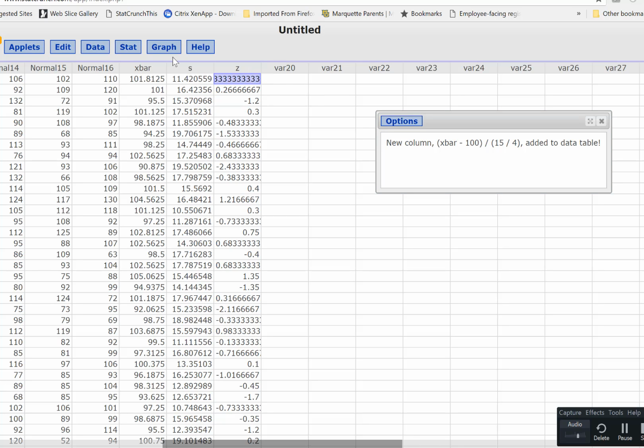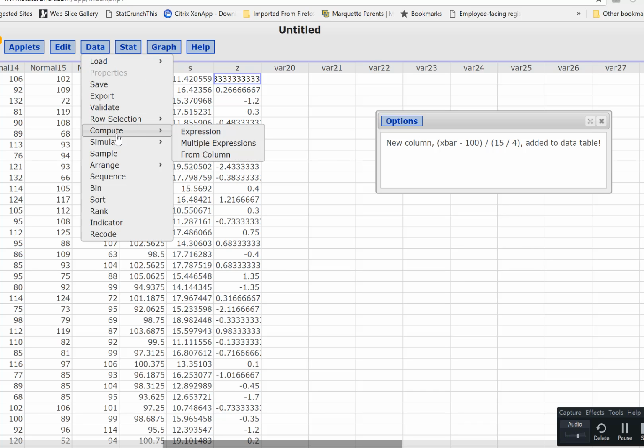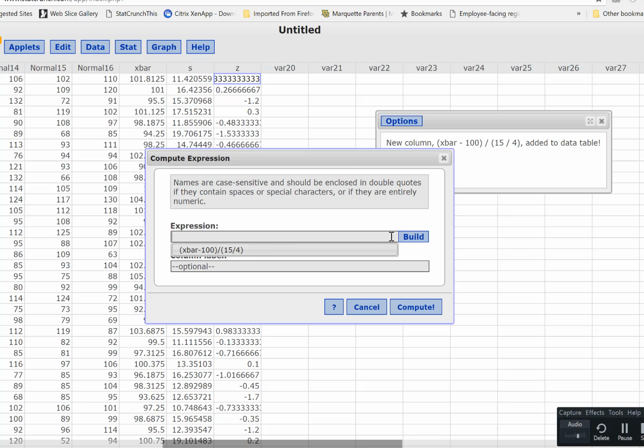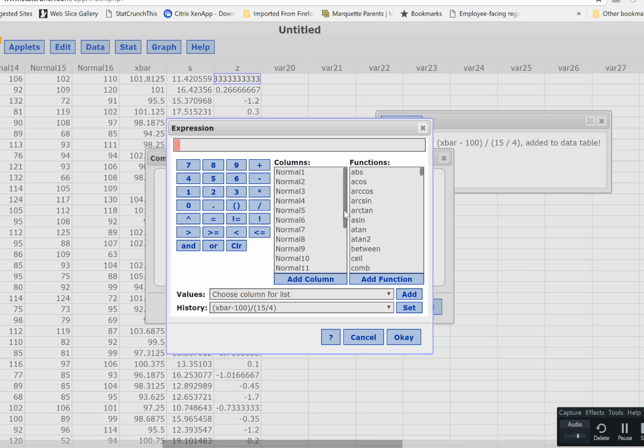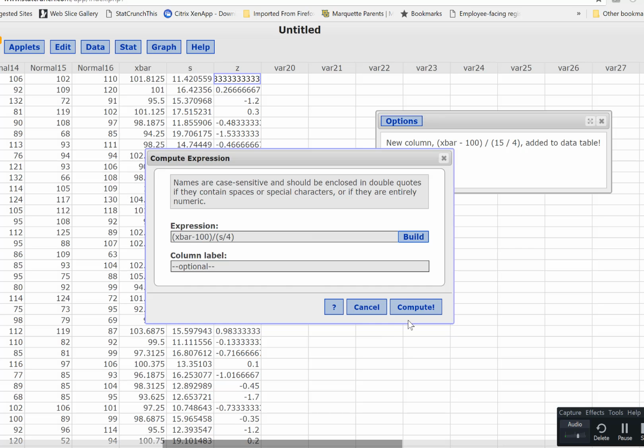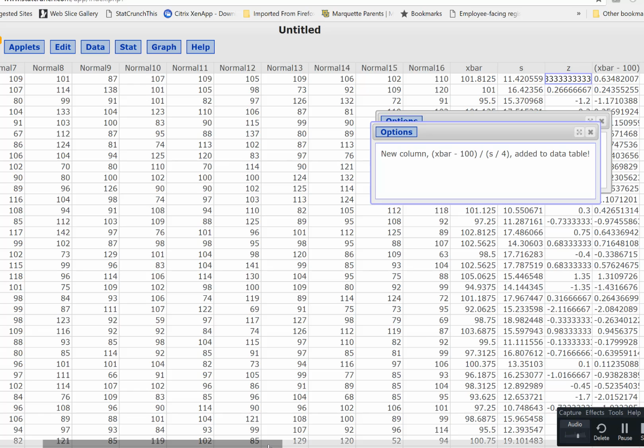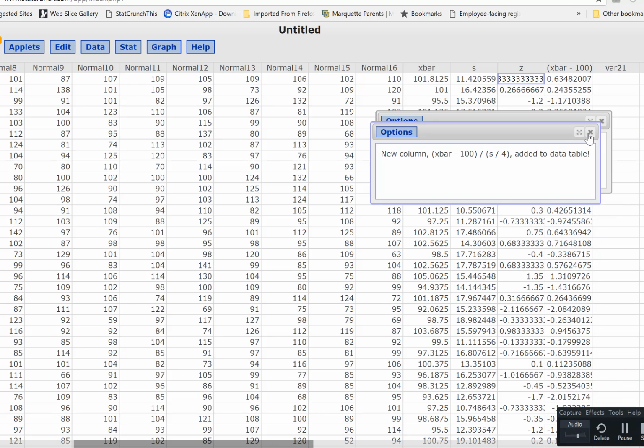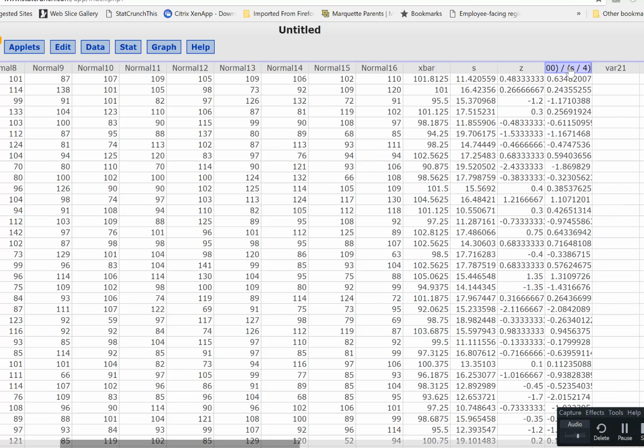There's Z. Now I'm going to compute T. Data, compute, expression, build the expression. X bar minus the mean of 100 divided by S over the square root of 16, which is 4. Okay. Compute. There's T.